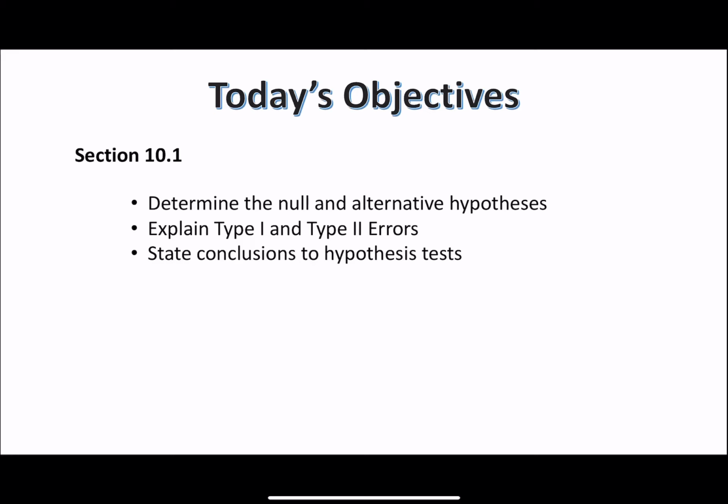So the first thing we're going to do is determine the null and alternative hypotheses. We're going to explain type 1 and type 2 errors and then state conclusions to hypothesis tests. Now, there's always questions in the homework and on the test about type 1 and type 2 errors, but in real life, this is more something we use to accuse people of doing something wrong rather than using it in our own work. So let's take a look at chapter 10.1.